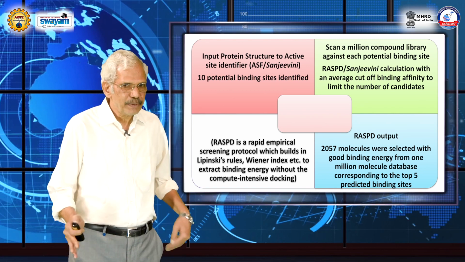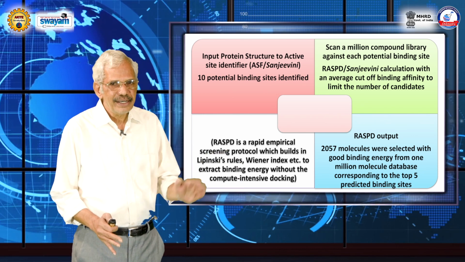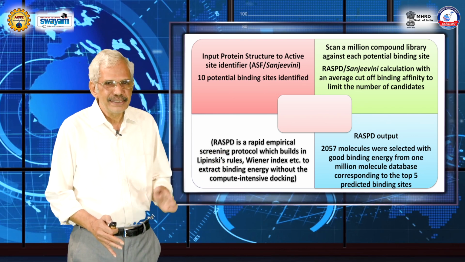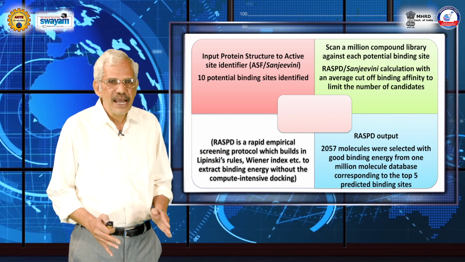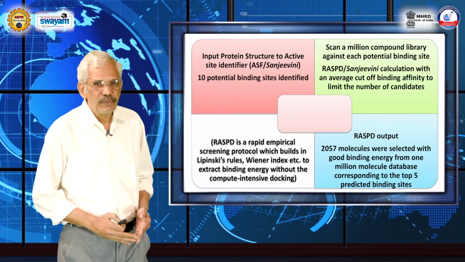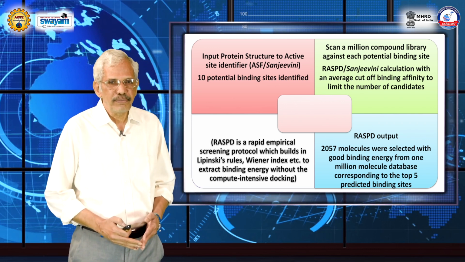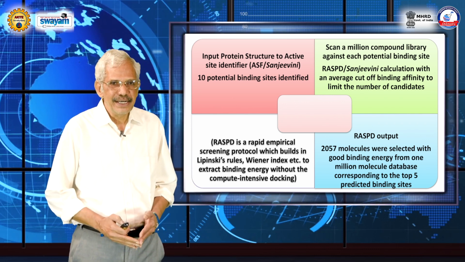Remember, I don't have any experimental knowledge. I started with the genomic information. From genome, identify the protein coding regions and then sequence, and from there to structure. And now I'm looking for the so-called active sites. So once I have this I can do this with my Sanjeevani software. 10 potential binding sites are identified.